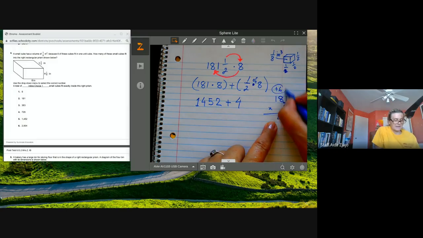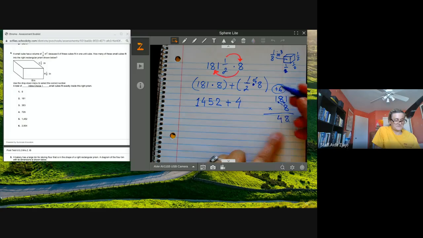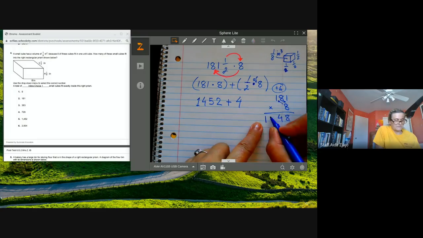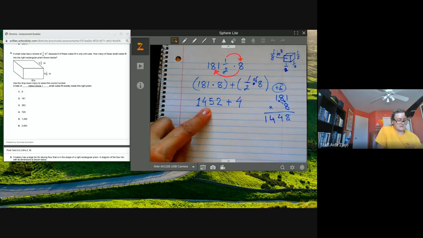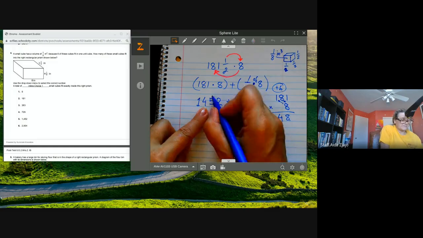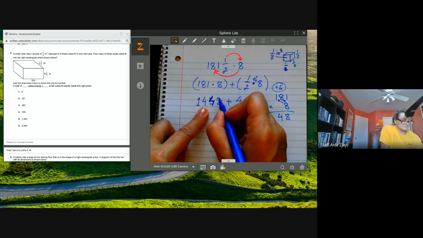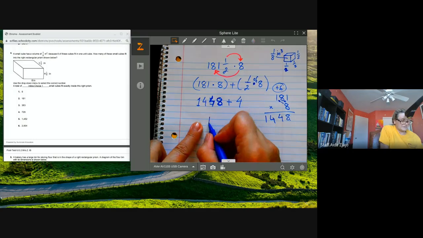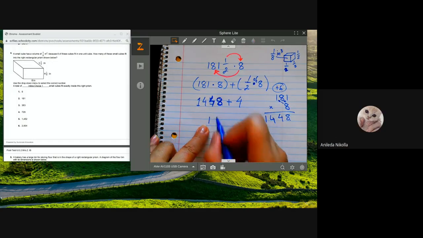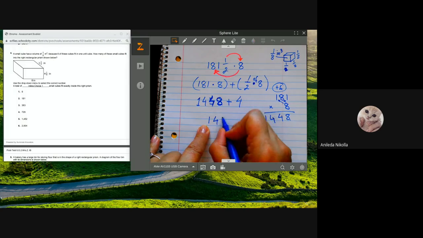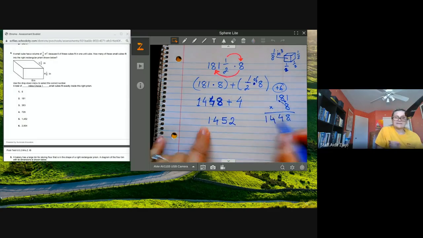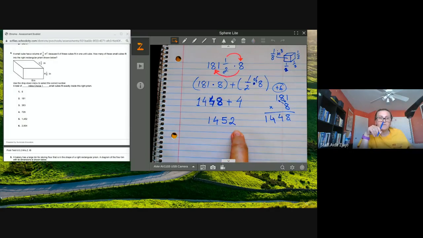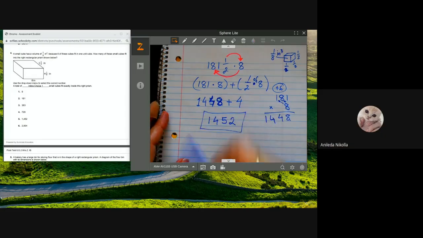And 8 times 1 is 8, plus the 6 is 14. So here is actually 1,448. And then you add 4, and finally you get 1,452, and that is your final answer, and you can see which one it is. Yep, I got this one wrong.